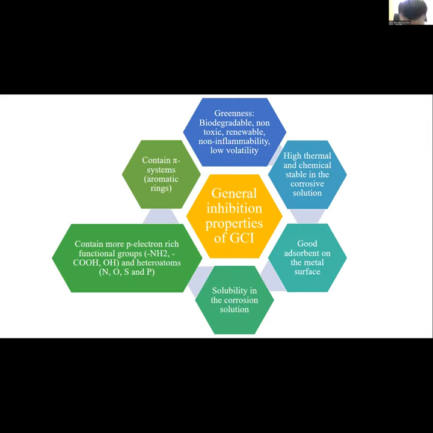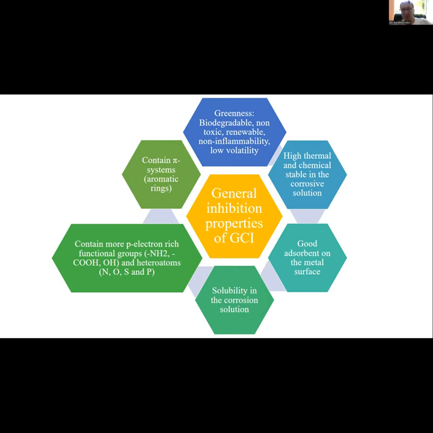First, we need to know the general inhibition properties of green corrosion inhibitors. If you want to do research in corrosion inhibition science, you need to know the general properties of corrosion inhibitors. It means what the corrosion inhibitors are, and how you can improve the inhibition performance of organic compounds and others.